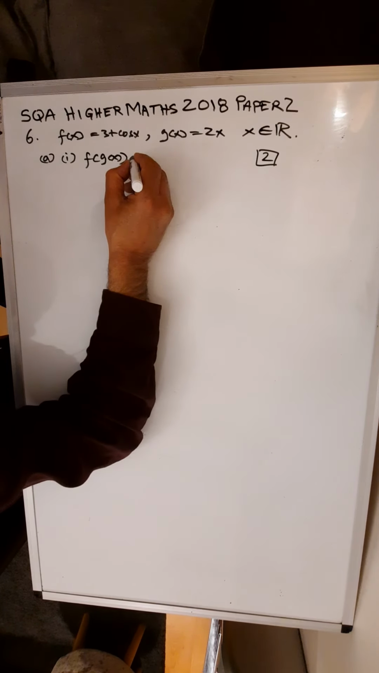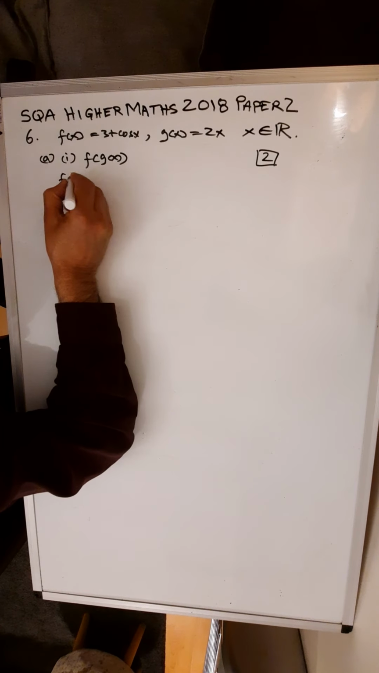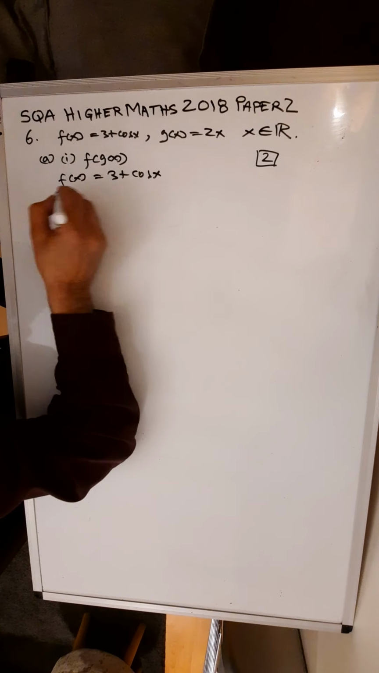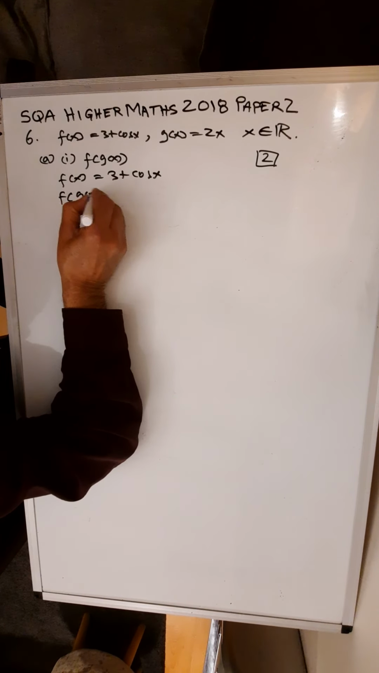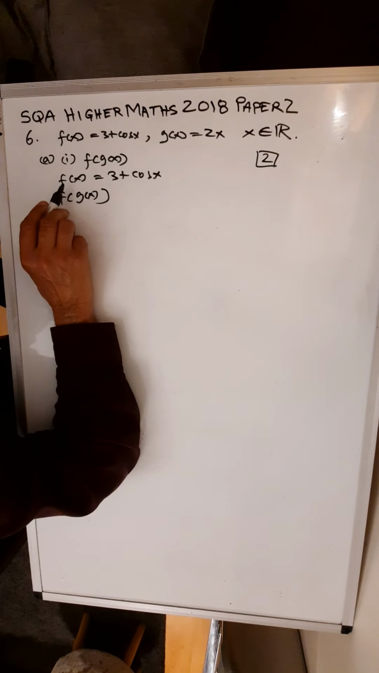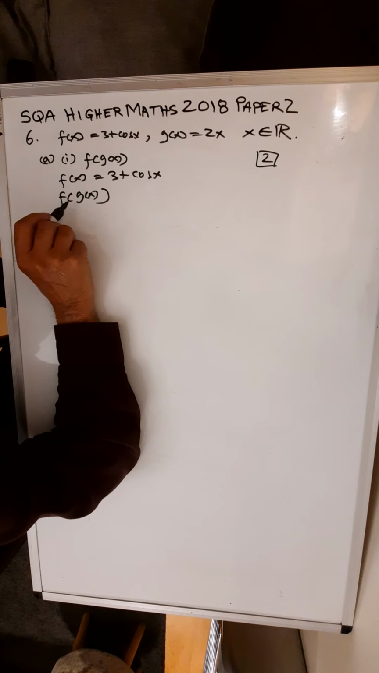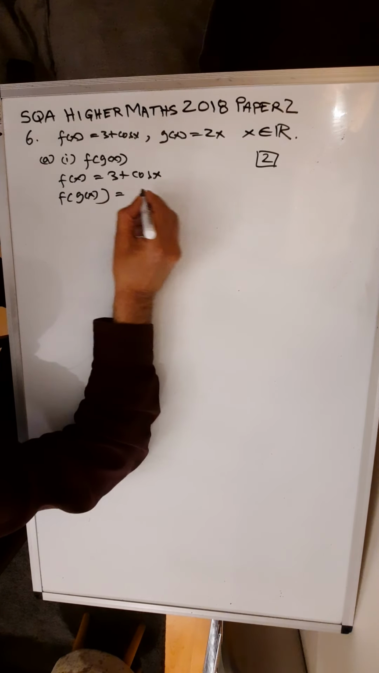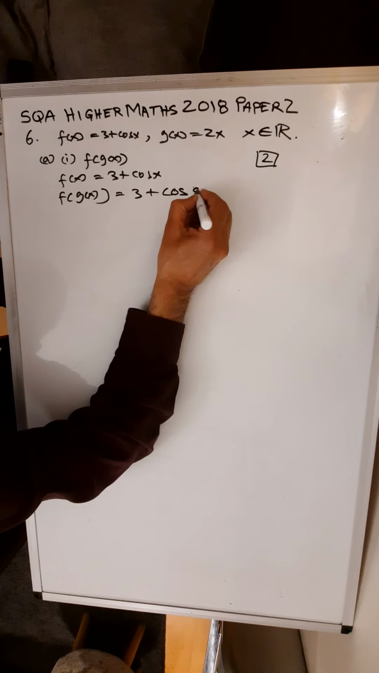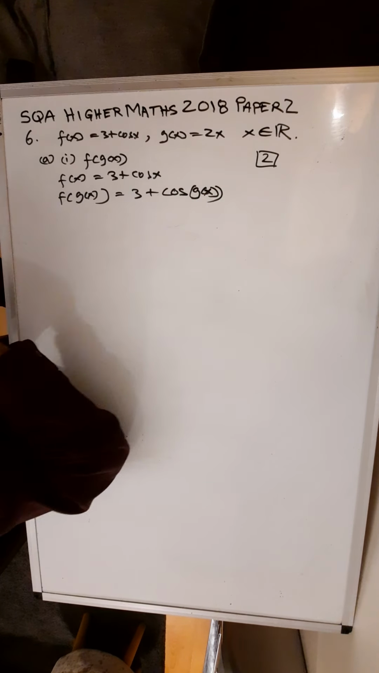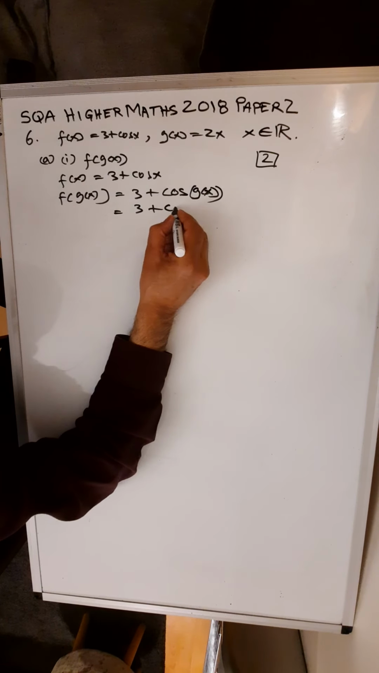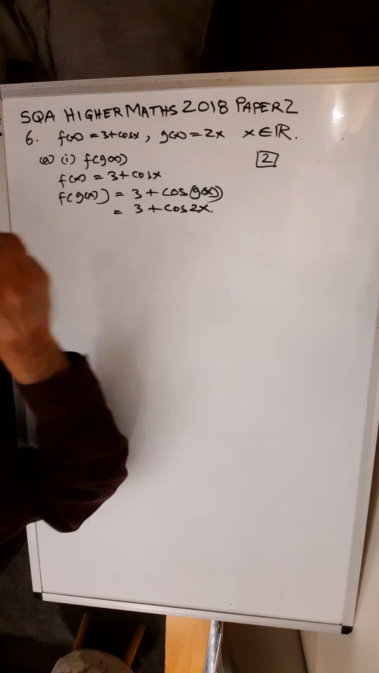F of g of x is equal to... f of x itself is 3 plus cos x. F of g of x means replacing the x that you see there by g of x. What's inside the bracket in f of x is x. What's inside the bracket in f of g of x is g of x. So replace that 3 plus cos x by 3 plus cos g of x, which means that g of x itself is 2x, so you end up with 3 plus cos 2x.